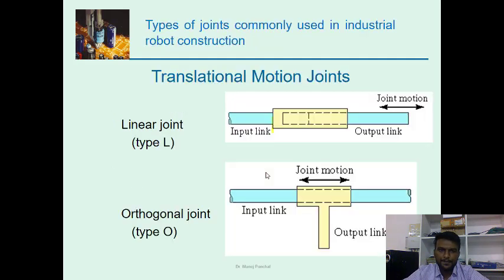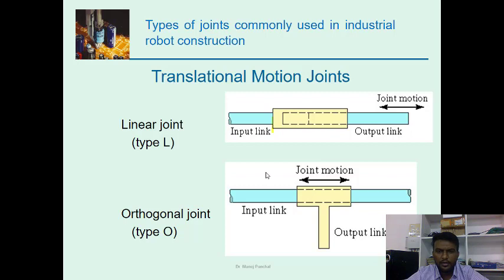Now next we see the motion, the different kinds of joints. For translation motion, we use the linear joint and the orthogonal joint. The linear joint is simply your sliding pair. You might have seen it in the kinematics of machinery. This joint is simply the body and the link.